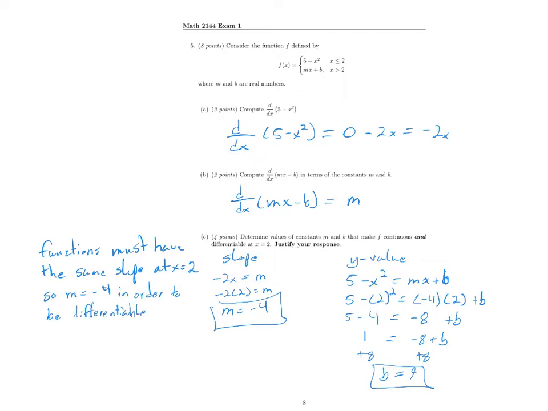And then the other aspect of being differentiable is we need to be continuous. So then we can say that the functions must have the same y value at x equals 2 in order to be continuous.